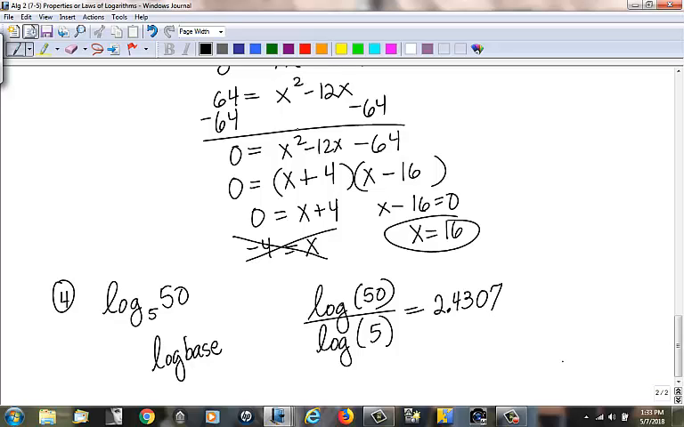So you can either use a log base if you have the new thing on your calculator, but sometimes you may not have that new calculator. So it's the log of the number divided by the log of the base.